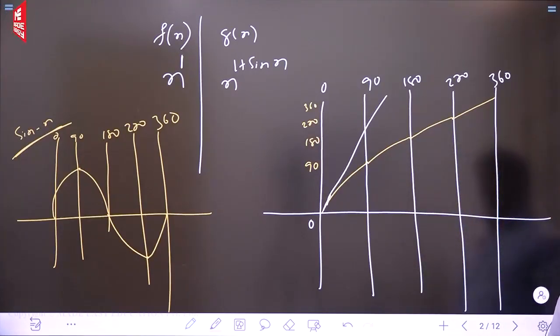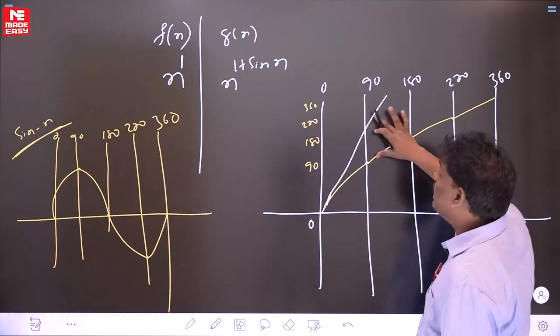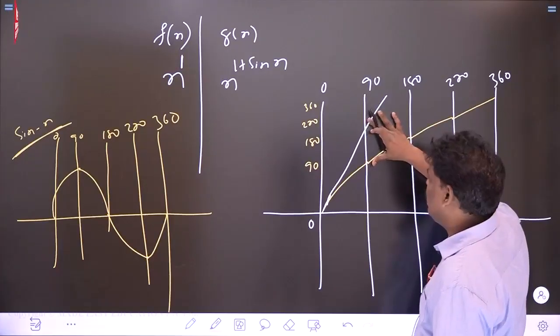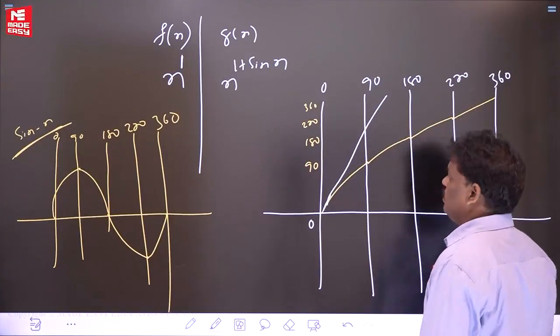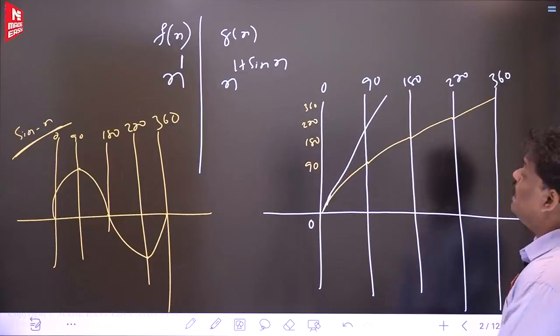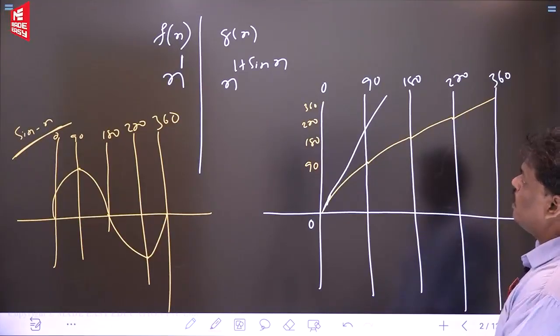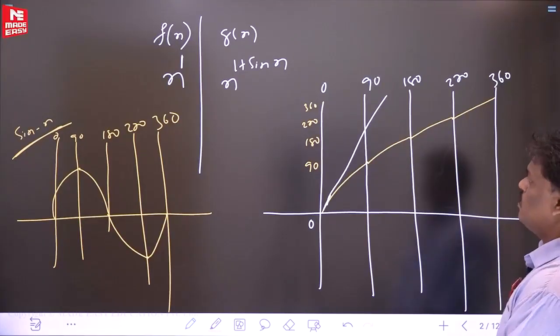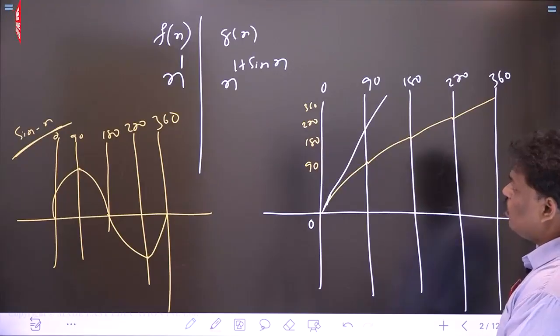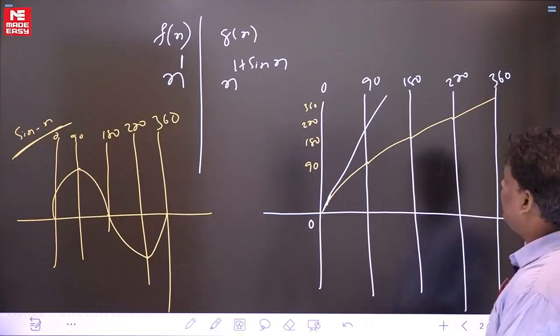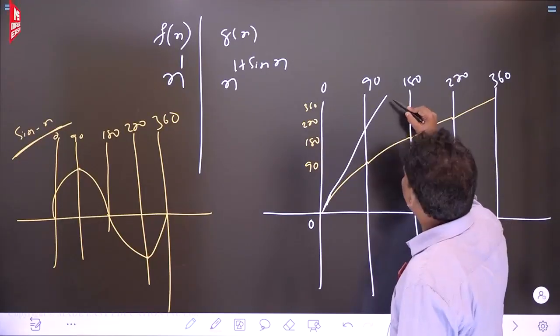So at 90, comparing F and G, G is bigger. That's okay. What about sin 180? Sin 180, what is the answer? 0. So if sin 180 is 0, then n to the power 1 at 180 will become 180.